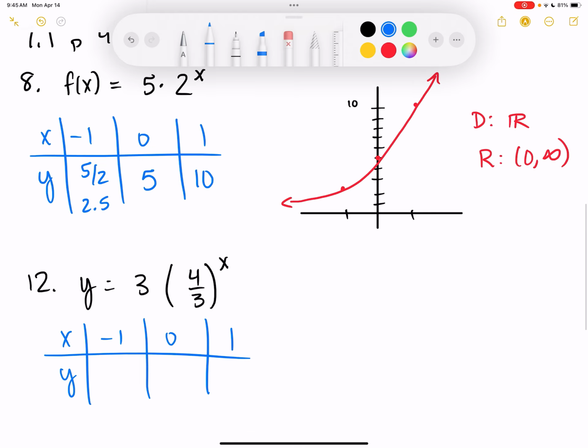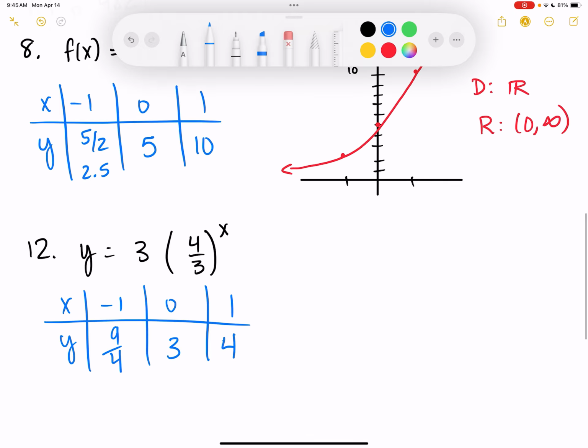So if I plug in -1, what do I end up with here? 3/4 times 3, which is 9/4. What about when I plug in 0? 3. 4/3 raised to 0 is 1 times 3 is 3. And then if I plug in 1, 12/4. 4.